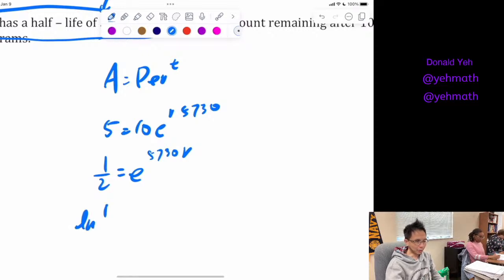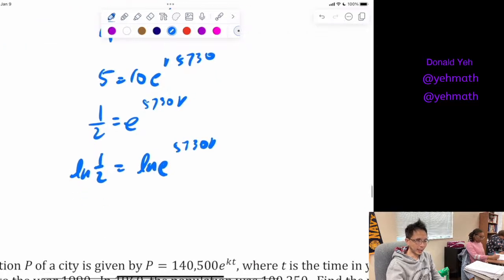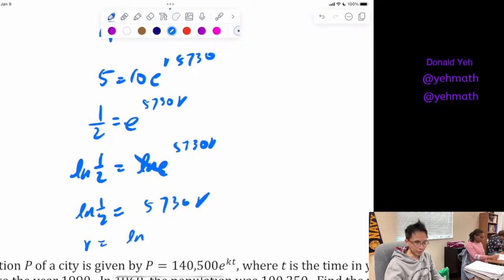And then you take the natural log of 1/2. Natural log of e is going to cancel out. So natural log of 1/2 equals 5,730 r, and r is equal to natural log of half divided by 5,730. Now you find the r. r is a rate, because every half-life is at a different rate.